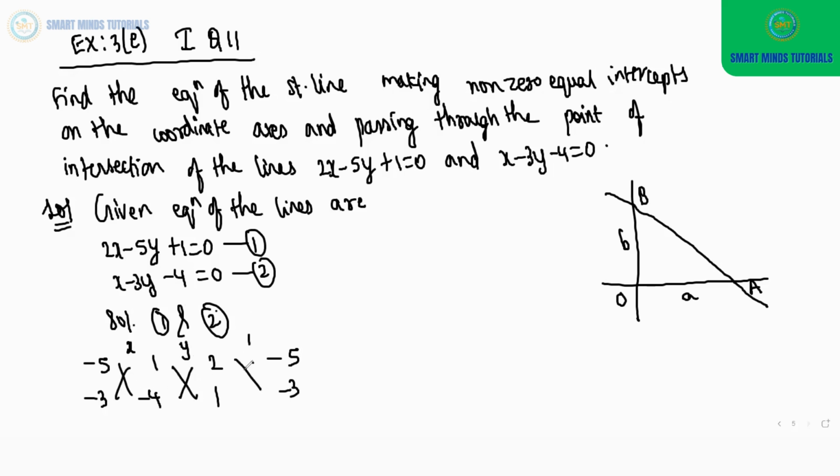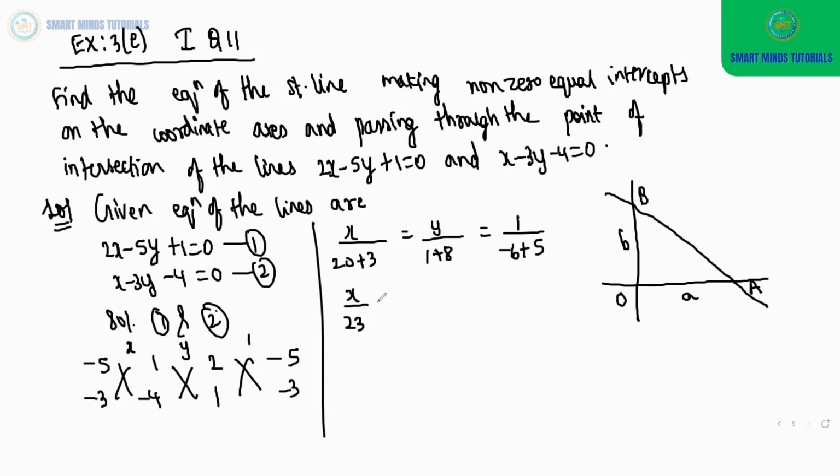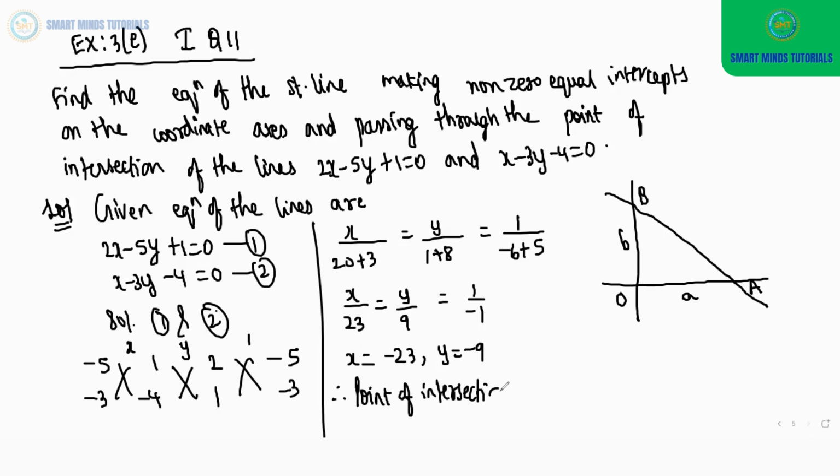Now we cross multiply. So you get x by 20 plus 3 equals y by 1 plus 8 equals 1 by minus 6 plus 5. So x by 23 equals y by 9 equals 1 by minus 1. So x is minus 23 and y is minus 9. Therefore, the point of intersection of lines 1 and 2 is P(minus 23, minus 9).